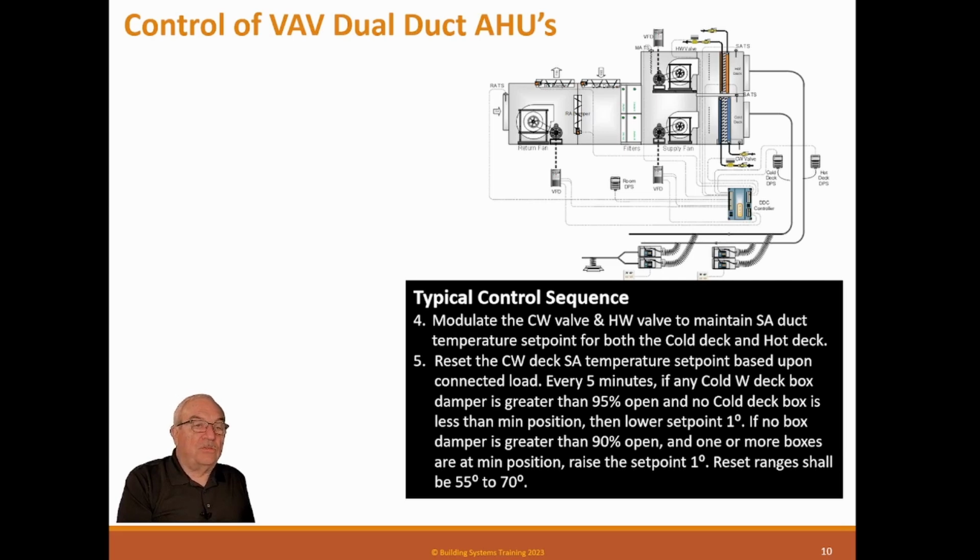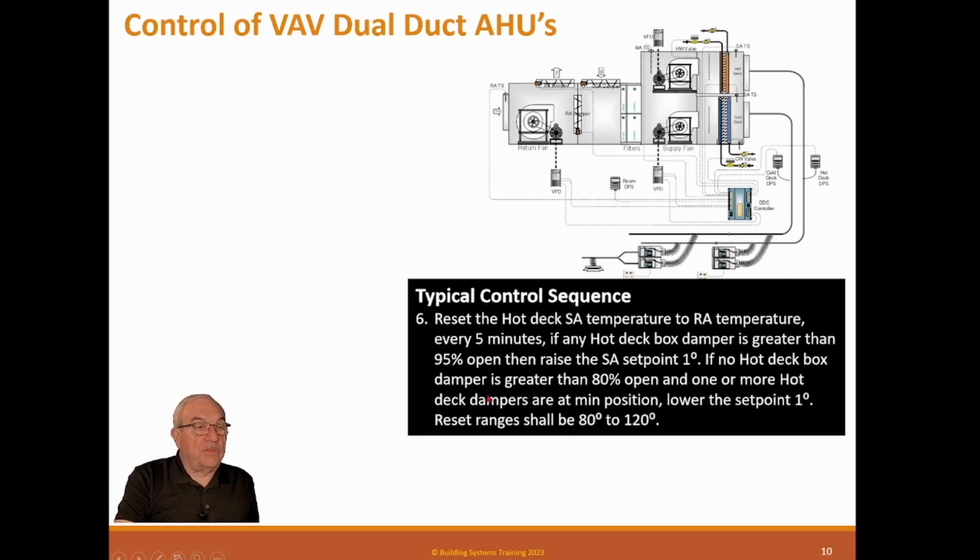Reset the chill water deck supply air temperature set point based upon connected load. Every 5 minutes, if any cold deck box damper is greater than 95% open and no cold deck box is less than minimum position, then lower the set point 1 degree. If no box damper is greater than 90% open and one or more boxes are at minimum position, raise the set point 1 degree. Reset ranges should be 55 to 70 degrees.